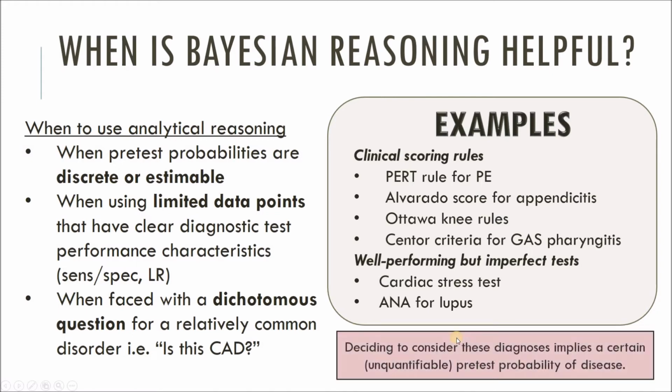Now, even deciding to consider these diagnoses carries a certain unquantifiable pretest probability of disease. So whoever said that sensitivity and specificity are not dependent on the prevalence of disease in the population is somewhat wrong, because when these things are studied in populations, there is already a baseline prevalence. There's something special about these patients that they're included in these diagnostic test observational studies that is going to maybe be different. So if we start applying these principles to patients in whom you would never consider the diagnosis in the first place, well, that's where Bayesian reasoning starts to break down again.